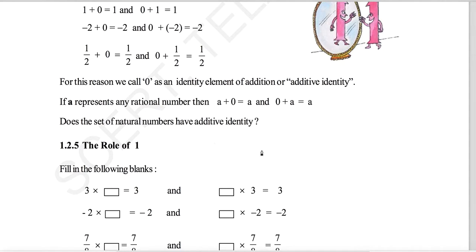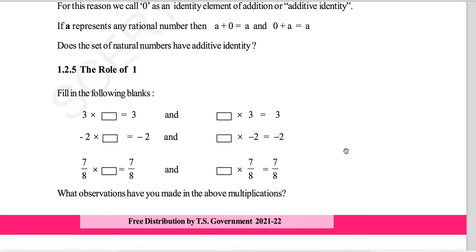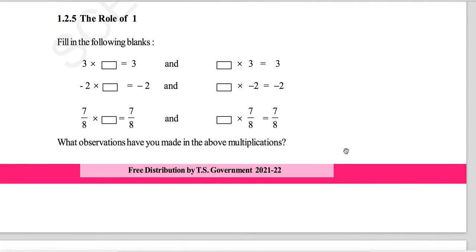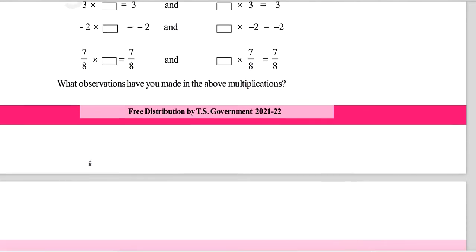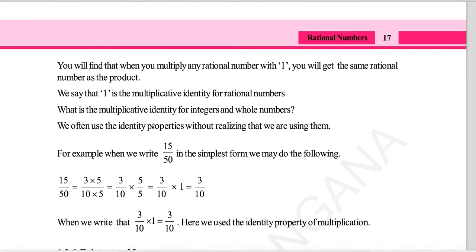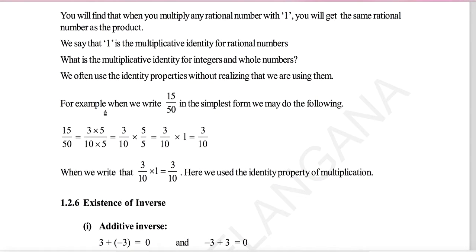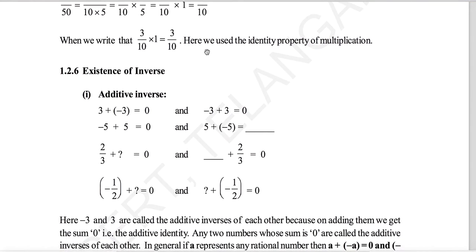Does the set of natural numbers have an additive identity? No, perhaps not. 0 is not part of the natural numbers. The role of 1: if you put 1 here, the result is satisfied, right? So what are the observations you made from multiplication? You will find that when you multiply any rational number by 1, you will get the same rational number as the product. So 1 is called the multiplicative identity for rational numbers.